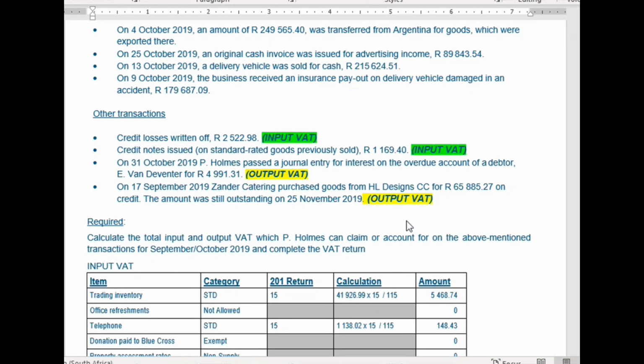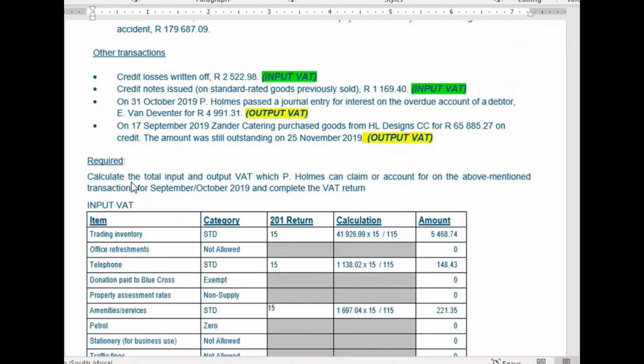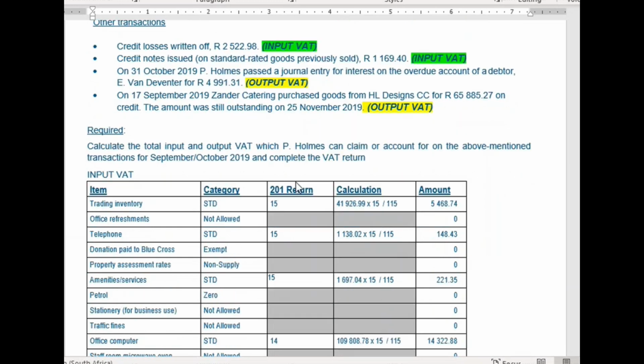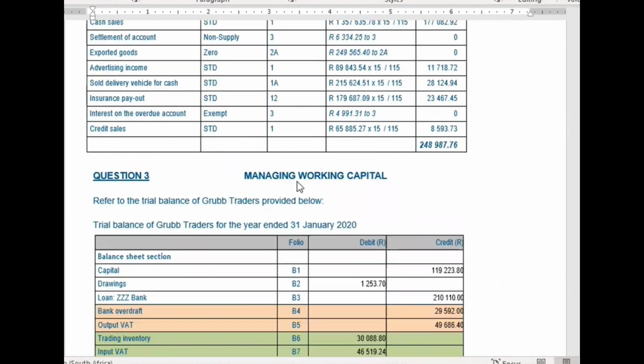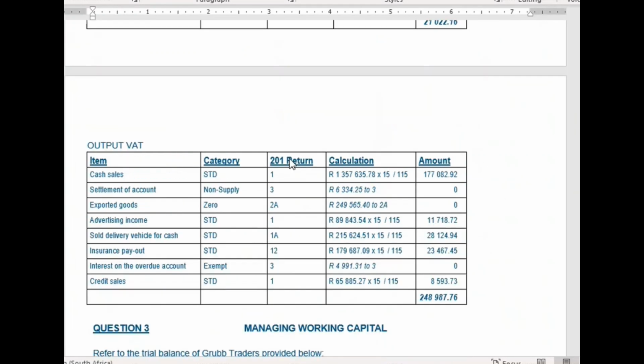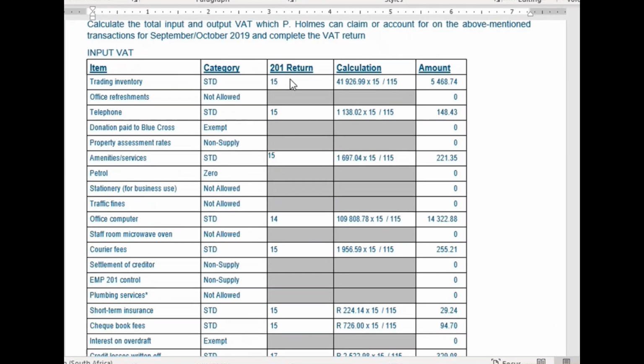Okay, so now we have said that everything that we are given, we have said, is it output VAT or is it input VAT? Then they say to you, calculate the total input and output VAT for which B Homes can claim or account for on the above mentioned transactions for September, October, and this is what we haven't done yet, and complete the VAT return. Now, in this question, I did not complete the VAT return, okay? But I have told you what section you will fill in on the VAT return.